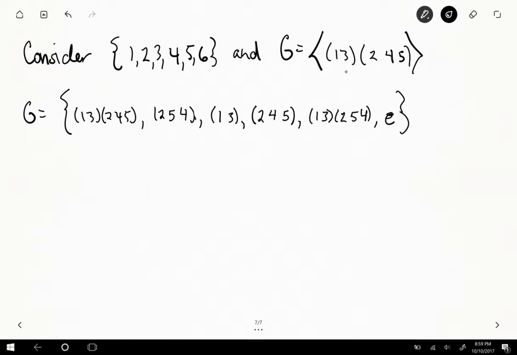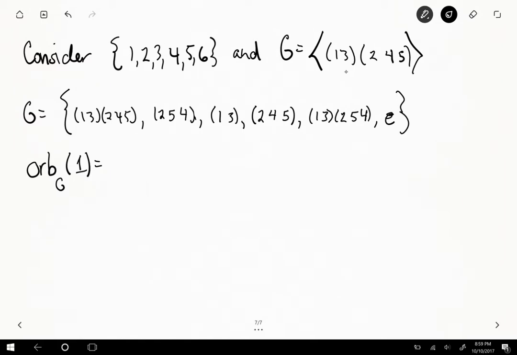Whew. Okay, so now where do we go from here? Well, the key component in terms of what we're doing, so we have two things that we can look at. We can look at the orbit and the stabilizer. So first off, let's look at the orbit of G of, let's say, the element 1. What does that equal?